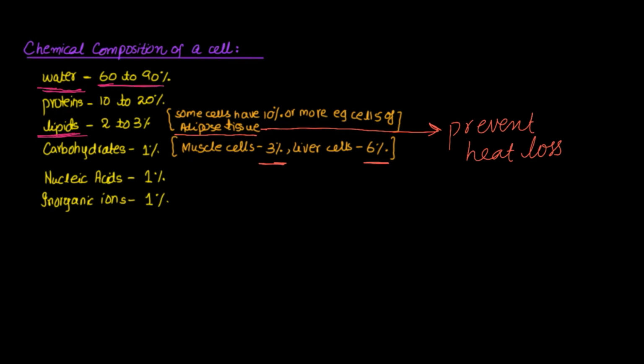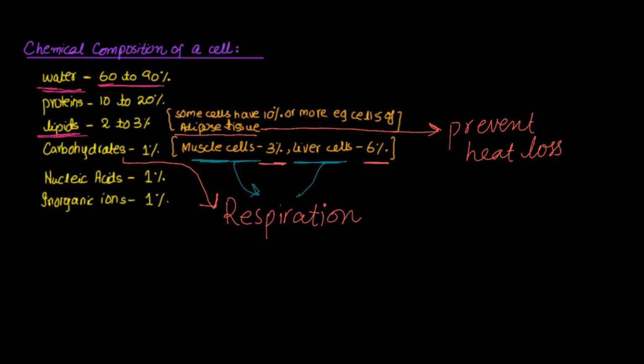Why? Because carbohydrates are needed for a very important process, that is respiration. So these type of cells, especially the muscle cells and the liver cells, they carry out a lot of respiration, so they need a lot of glucose, which is a carbohydrate. That's why we have a higher amount of carbohydrate compared to other cells.